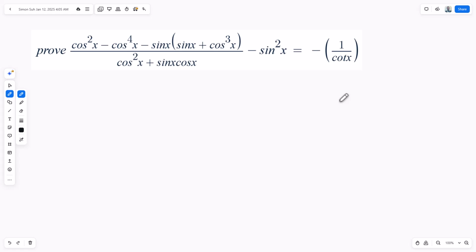It's so easy. Prove: cosine squared x minus cosine to the power 4 x minus sine x times sine x plus cosine cubed x, all over cosine squared x plus sine x cosine x minus sine squared x, is equal to negative 1 over cotangent x.